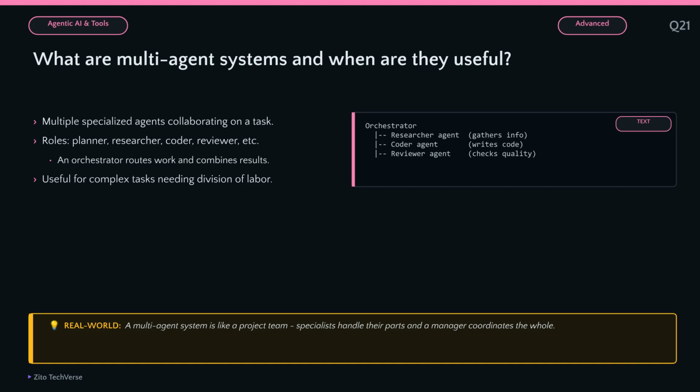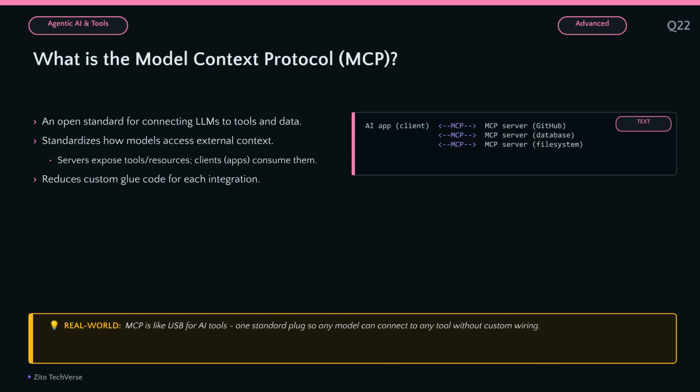Question 21. What are multi-agent systems? These are frameworks where specialized agents collaborate on a complex problem. An orchestrator delegates tasks to experts, like a researcher or a coder, to achieve a more reliable and nuanced final output.